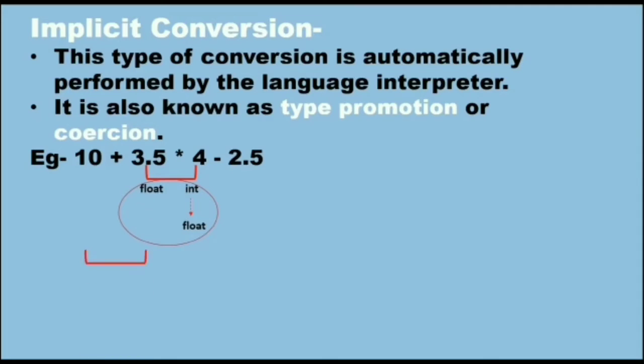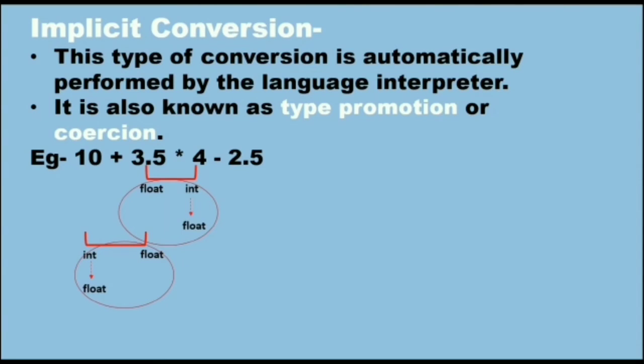So the next calculation that will be done will be 10 plus the result of this multiplication. The result of multiplication is in float and 10 is in integer. Again conversion has to be done. So it will convert integer to float. 10 will be promoted to float type. So the final answer will be float.